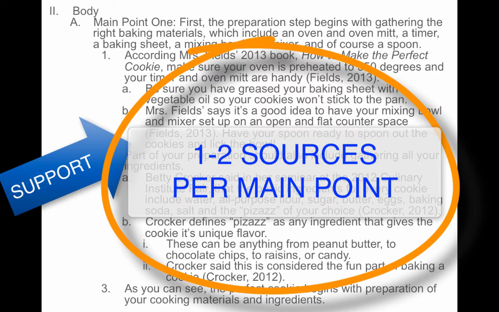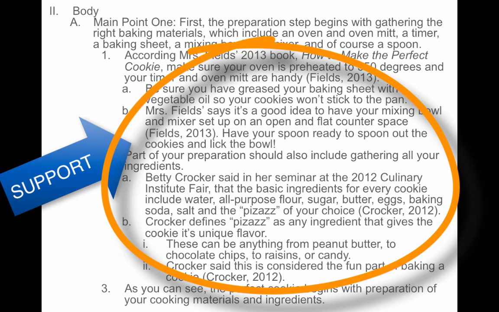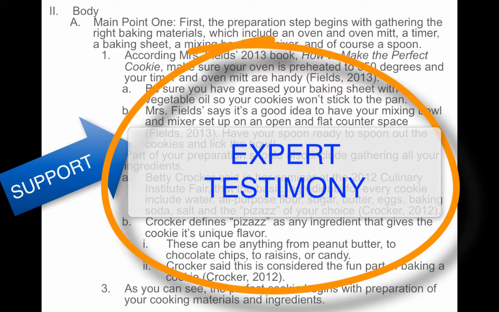Your speeches should have a variety of sources. One to two sources per main point is a good rule of thumb. Also notice the type of supporting material that I'm using here. I've used a lot of expert testimony, primarily paraphrased expert testimony, with a little bit of direct quote testimony when I use the word pizzazz.